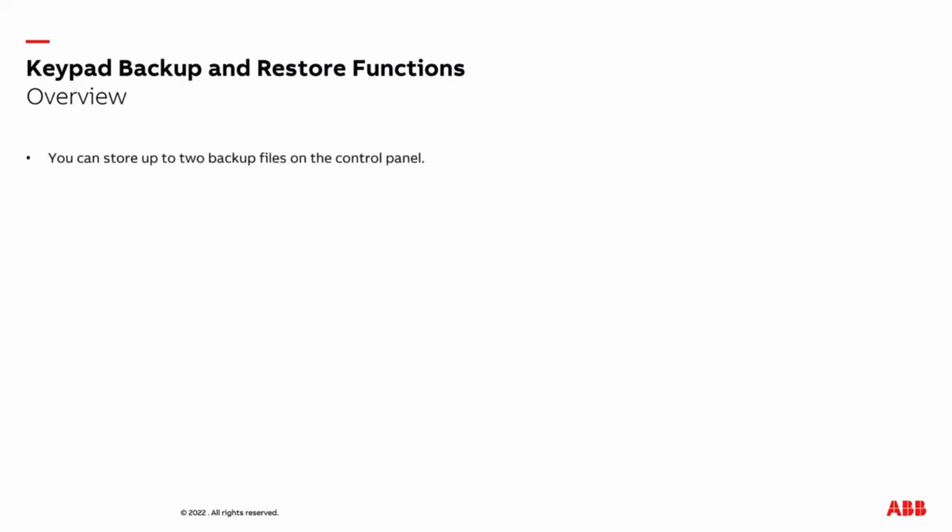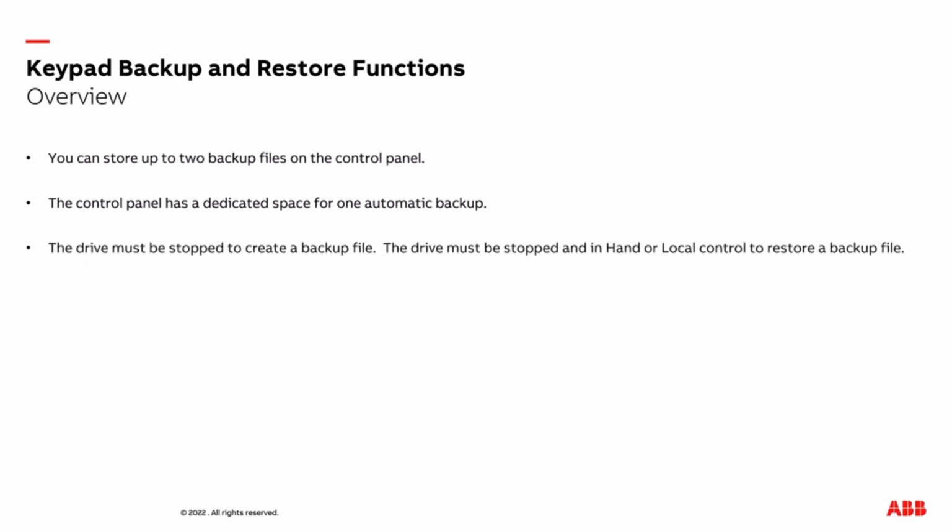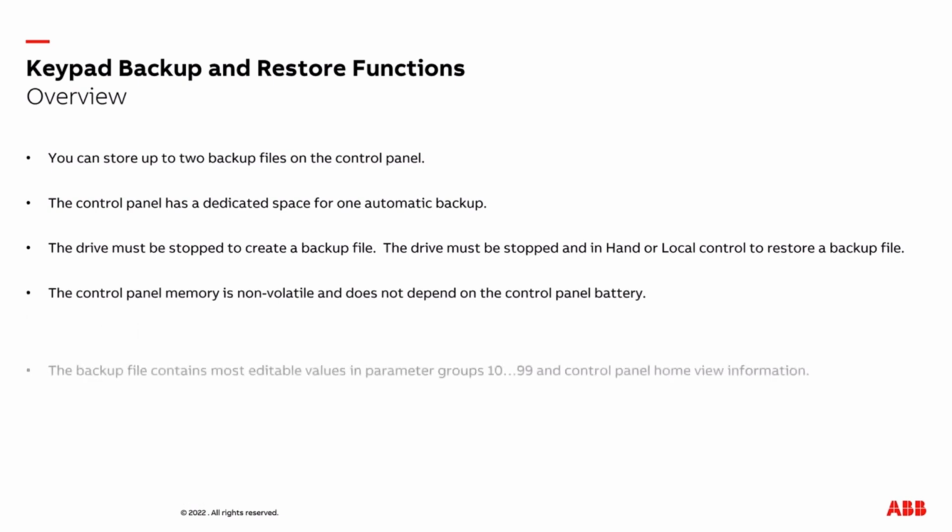Let's look at an overview. You can store up to 2 backup files on the control panel. The control panel has a dedicated space for 1 automatic backup. The drive must be stopped to create a backup file, and the drive must be stopped and in hand or local control to restore a backup file. The control panel memory is non-volatile and does not depend on the control panel battery.